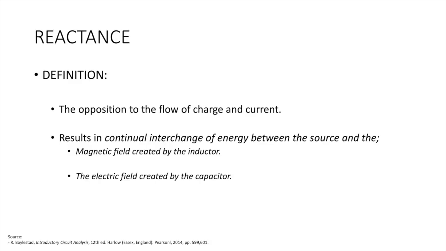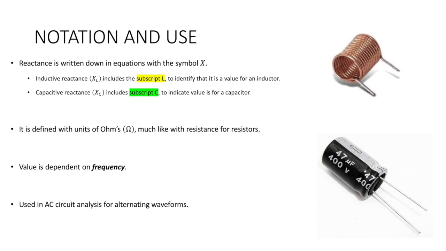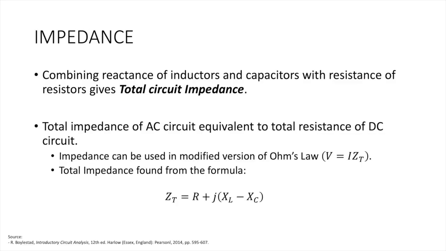Reactance is defined as the opposition to the flow of charge and current in an AC circuit, which subsequently results in the continual interchange of energy between the source and the magnetic field or electric field created by the inductor or capacitor respectively. The reactance of a component is given the symbol X and has a value that is dependent on the frequency of the alternating current or voltage waveform.